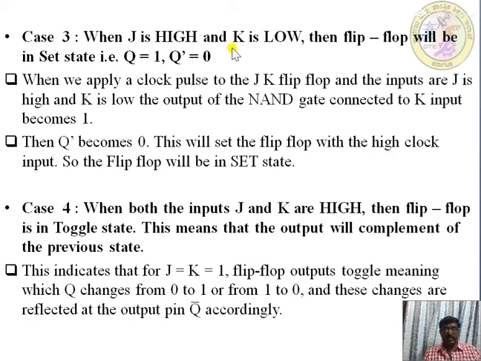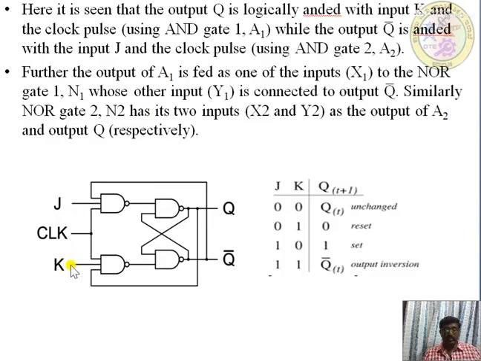Case 3: when J is high and K is low, then the flip flop will be in a set state, that is Q is equal to 1. When we apply a clock pulse to the JK flip flop and J is high and K is low, the output of the NAND gate connected to the K input becomes 1. See here, K is equal to 0 means any one of the inputs is 0, so the output is 1. So we will be getting Q is equal to 1, and Q bar will be 0.